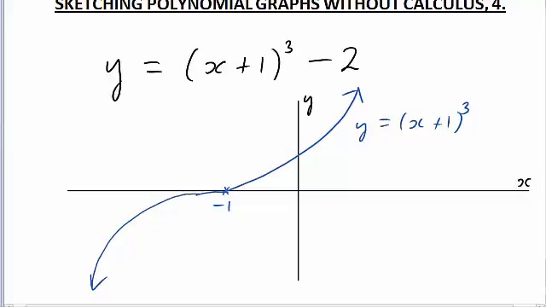But notice that there is now another interesting point to mark on. That's the y-intercept. The y-intercept happens when x is 0. Substituting x equals 0 into the formula gives us (0 plus 1) all cubed, which is just 1. Let's mark that on.